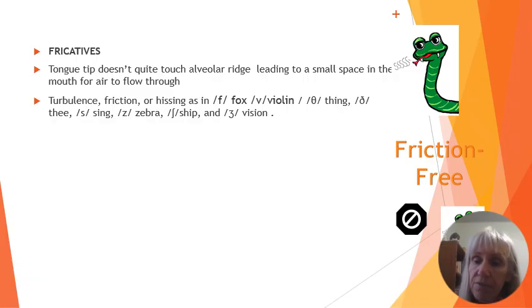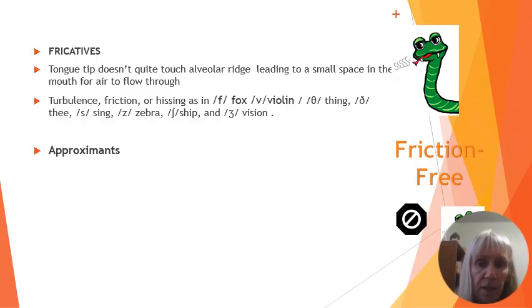We see it in the violin, violin. We see it in a thing, the, sing, zebra, ship, and as in vision. So that is a fricative, okay? And that's why the snake is there, just to remind you that it's the hissing sound, or you're hearing a little bit of a hiss.